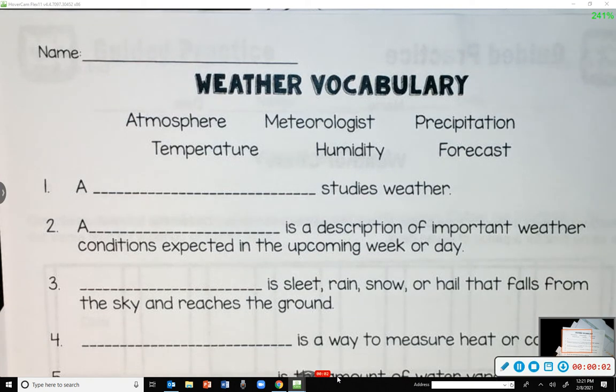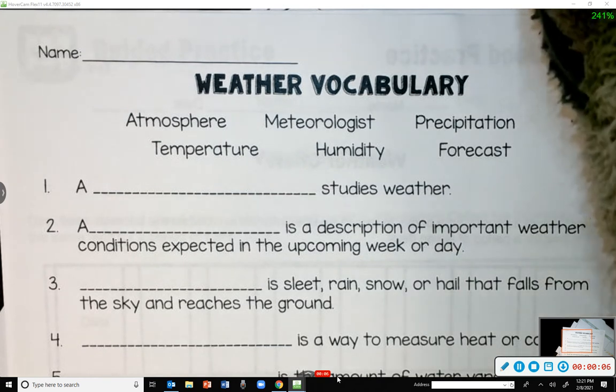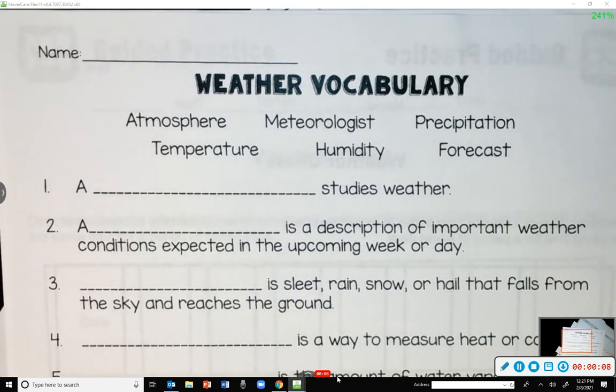Okay, for science this week, we are going over weather. So we're going to be tracking the weather this week, and we're going to be talking about different tools to help us track the weather. So first, let's go over vocabulary.